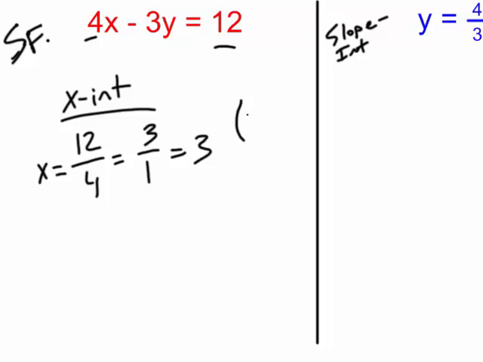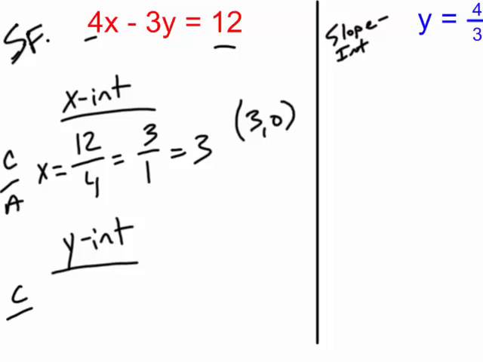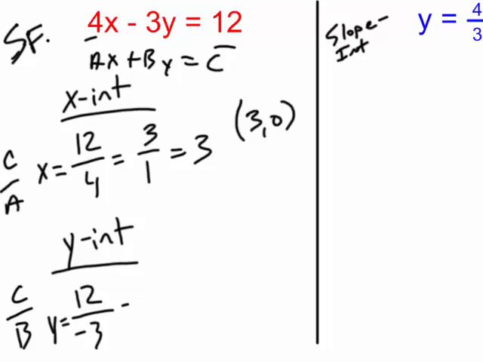And that's really the coordinate 3, 0, right? The x-intercept is when y is 0. What about the y-intercept? How can I find that really easily? Well, take the c and put it over the b, right? Because it's ax plus by equals c. Well, what is the c? It's 12, and we put that over the b, which is negative 3. So our y-intercept is really negative 4, which is the point 0, negative 4.